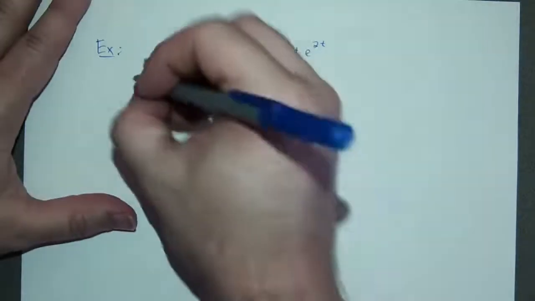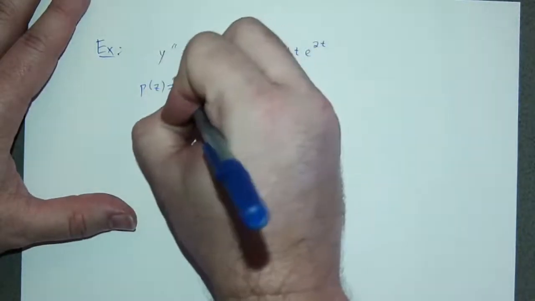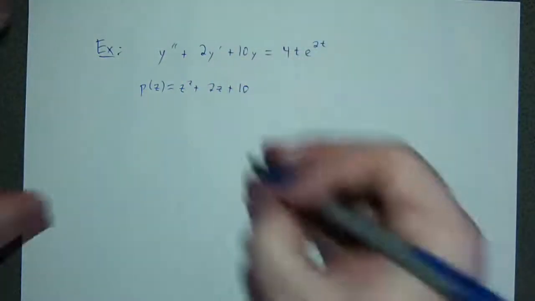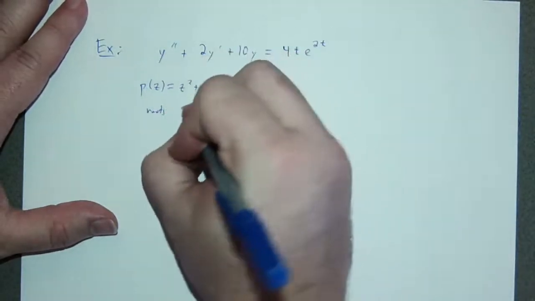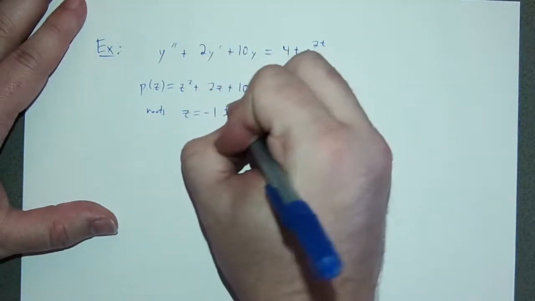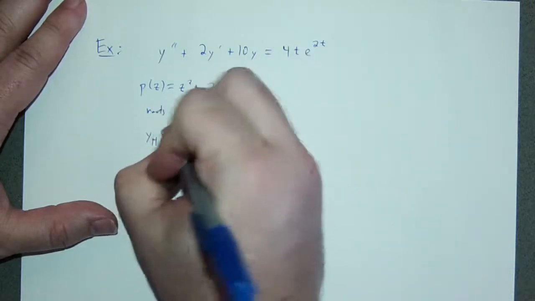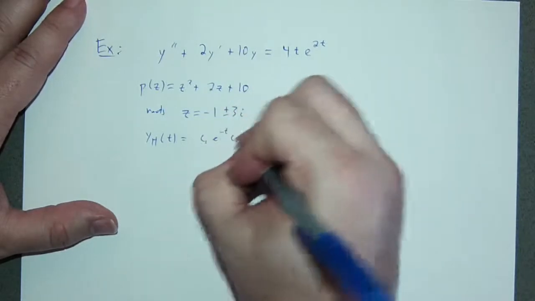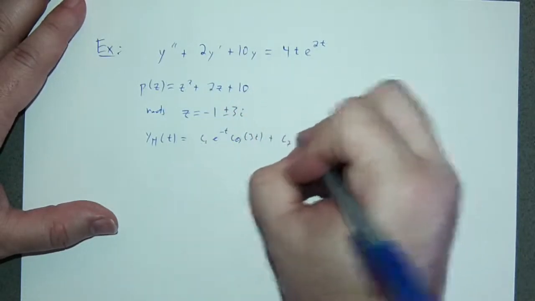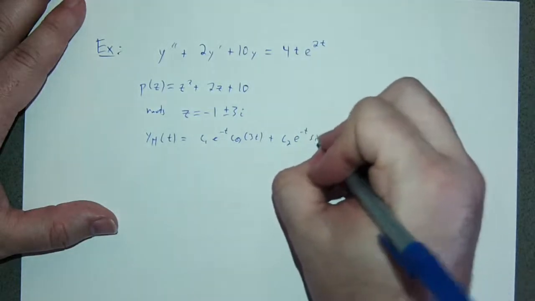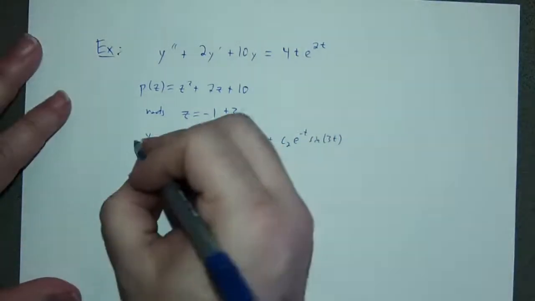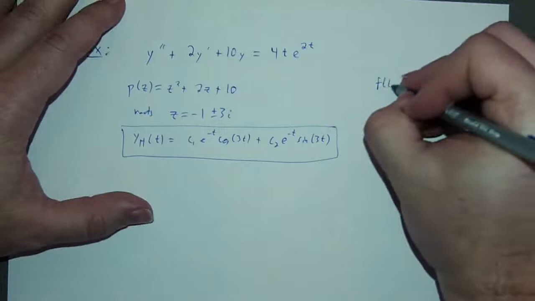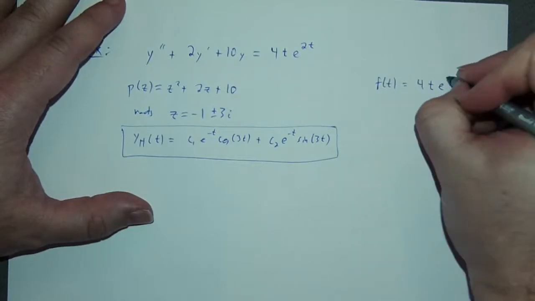This is an old friend by now. Characteristic polynomial z squared plus 2z plus 10. So our roots are minus 1 plus or minus 3i. So the homogeneous part is c1 e to the minus t cosine 3t plus c2 e to the minus t sine 3t. F of t in this case is 4t e to the 2t.